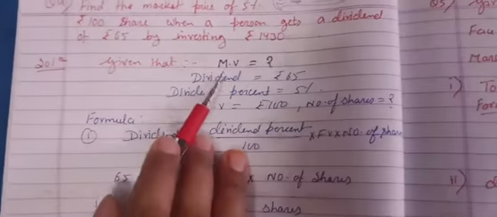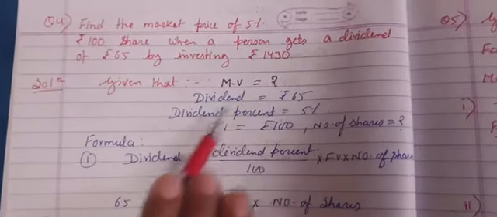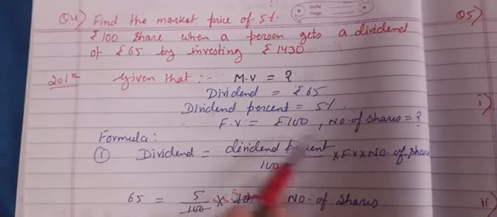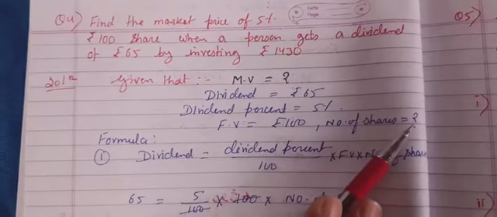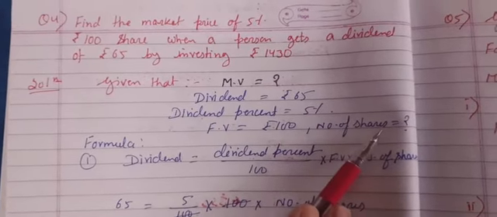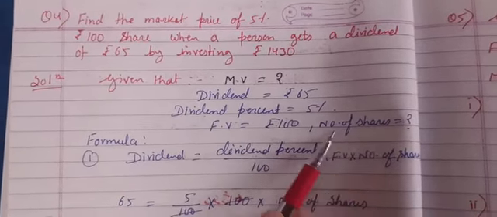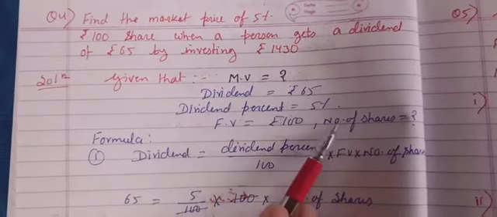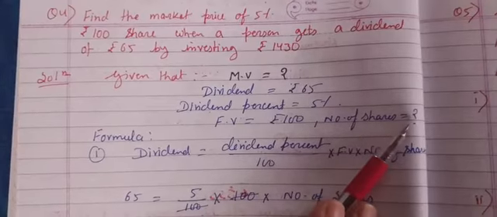I have noted here. MV question mark, dividend rupees 65, dividend percent 5%, face value rupees 100, number of shares is not given. We have to find out. This is not written in question. We use our common sense. Without getting this value, we can't find out the value of MV, market value. So I have written here that number of shares is question mark.